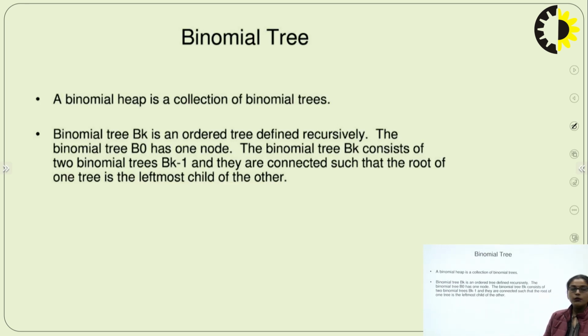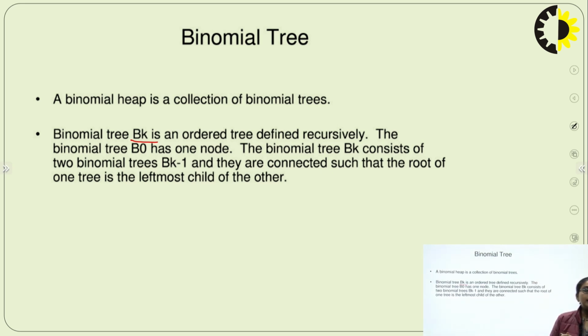So, first of all, what is binomial tree? In a binomial heap, there is a collection of trees, or we can say a collection of binomial trees. First, we know what a binomial tree is. A binomial tree, which is represented as Bk, represents the ordered tree recursively. The binomial tree B0 has one node, and so on, we can say B1 has 2. In the next slide, I am discussing the ordering standard of binomial tree.